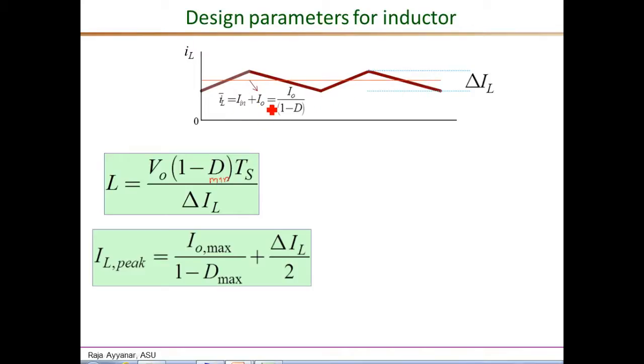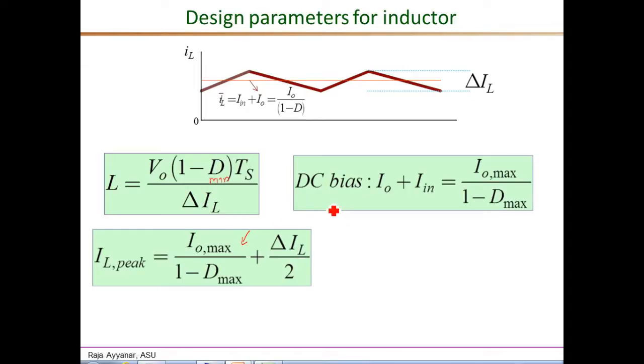The average current is IN plus IO, which can be written completely in terms of the load current IO as IO over 1 minus D. So that is IN plus IO, and that is written here. And for the maximum value of this IL peak, we should use maximum load current and also the D max value, plus 1/2 of this delta IL. The other required parameter is the DC bias, which is simply the average value of the inductor current. Again, it's IO plus IN, and in terms of the load current, it is IO over 1 minus D, and we should use IO max and D max in this expression.